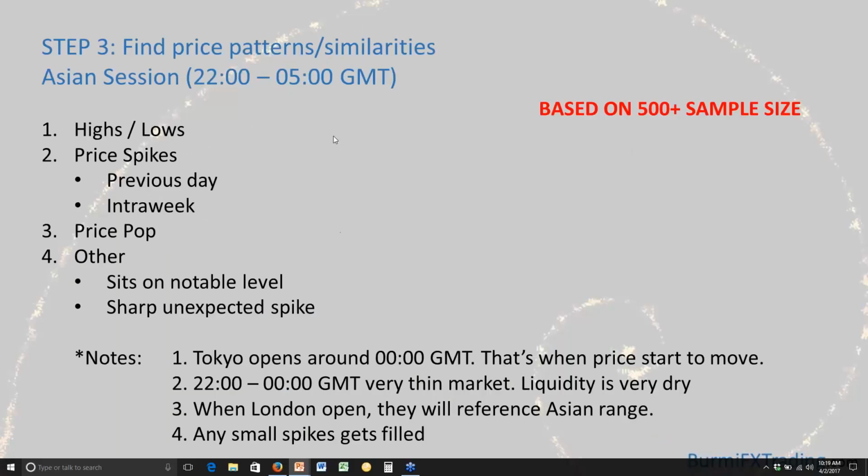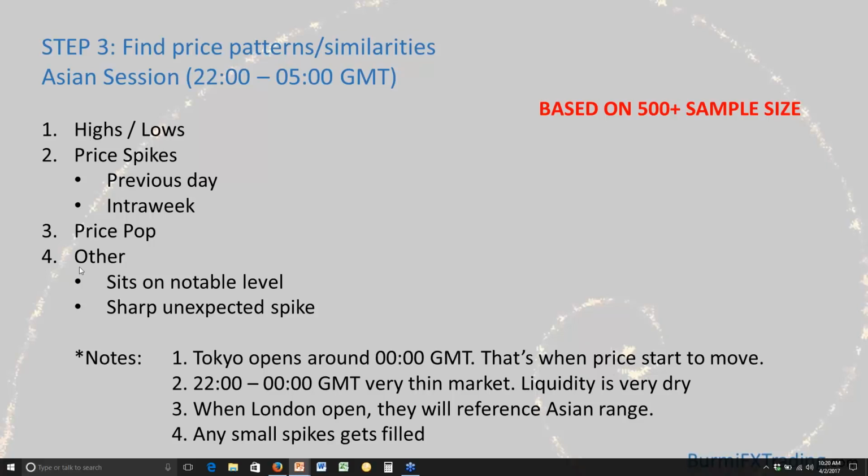So we are still studying price behavior during Asian session, which is from 2200 GMT to 500 GMT. Now, based on 500 plus sample sizes that I took, I came up with this. These are all price patterns or price behaviors that I like to trade. So number 1, previous day highs and lows. This one is a very high probability price setup. And then we have price spikes, previous day, intra-week, and we're going to look at that in detail.